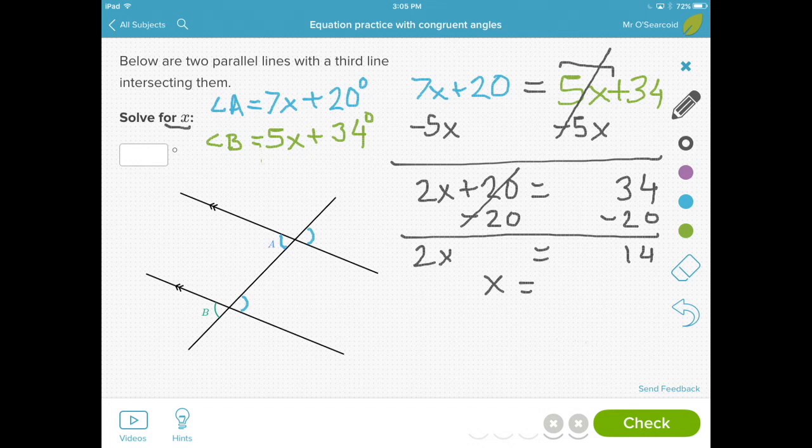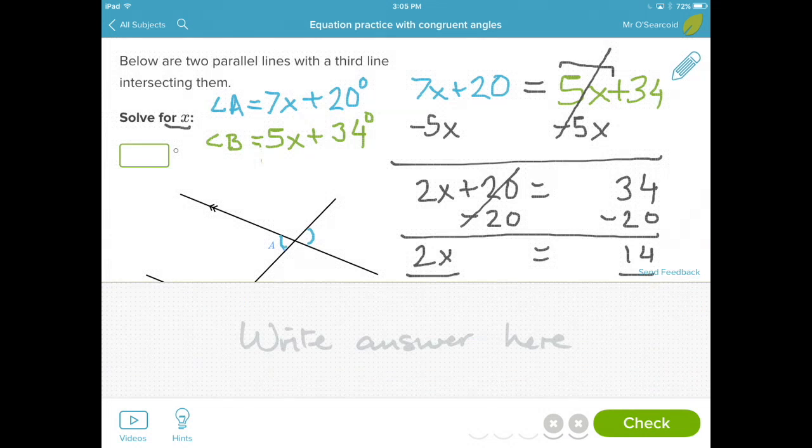Since 2x equals 14 and we're looking for x, we divide by the coefficient of x. So we divide by 2 on both sides, and that gives us x equals 14 divided by 2, which of course is 7. So that is one of the problems that you may encounter in equation practice with congruent angles.